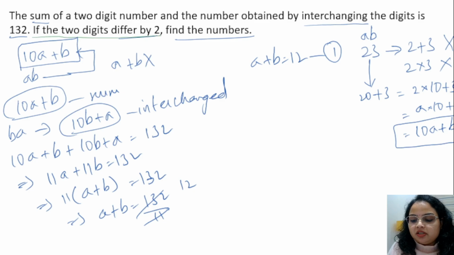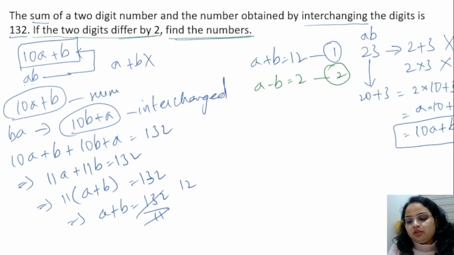If the two digits differ by 2. If these two digits, the digits are A and B, right? If these two digits differ by 2, the difference of these two digits is 2. And this is the second equation we have. We have to find the numbers. That means we have to find what A and B are.